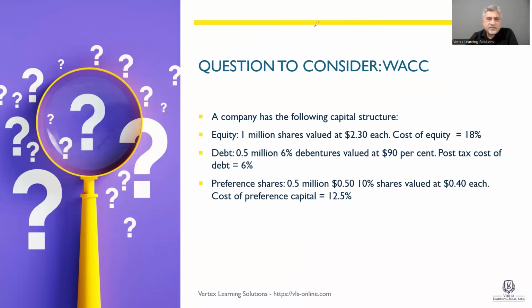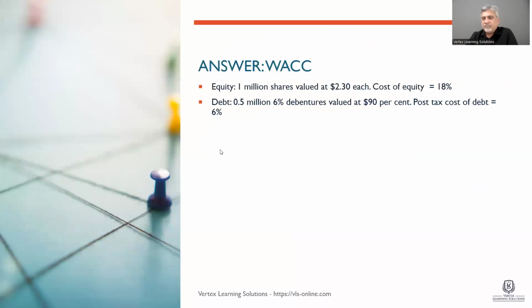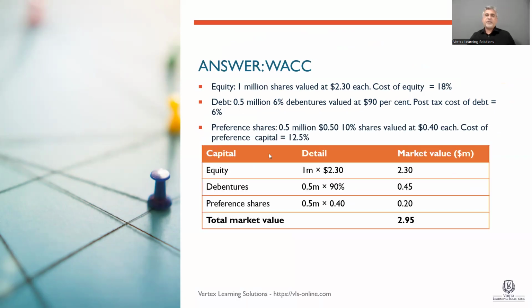Then is there anything left? What is the WACC? What is the weighted average cost of capital for this particular entity, which has these elements in its capital structure? So we'll pick up the market values. We'll make a short table. This is the same data I'm repeating again, so I don't need to read it again. We just have to put it like this.